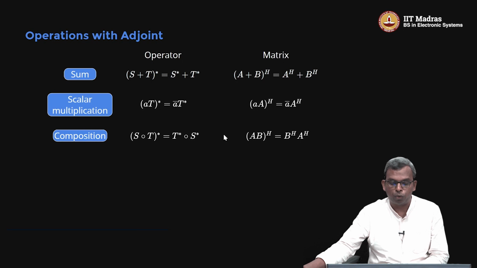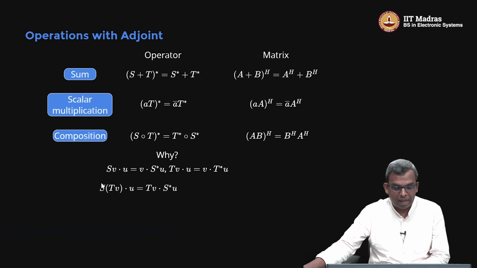So let me write down the proof here for this for you. So why is that true? So we know that SV dot U is V dot S star U, TV dot U is V dot T star U. This we know already. Okay. Now what do I do for S of TV dot U? So this is S composed with T. Okay, right? This part is S composed with T, acting on V, and then I am doing a dot with U.